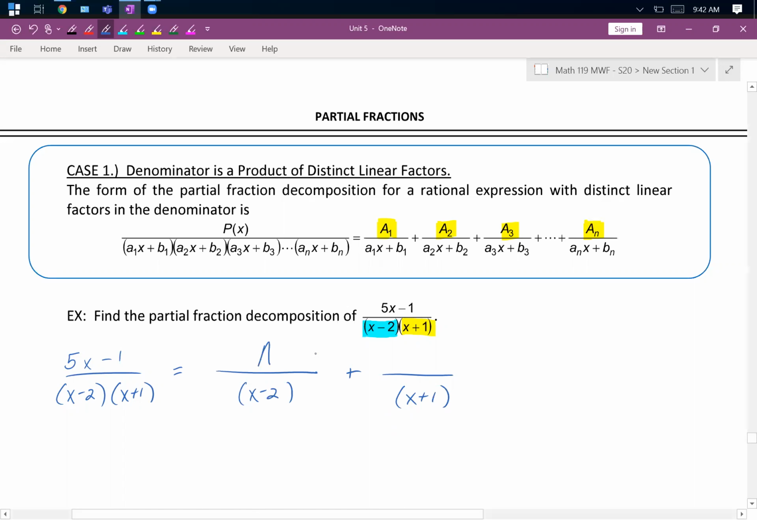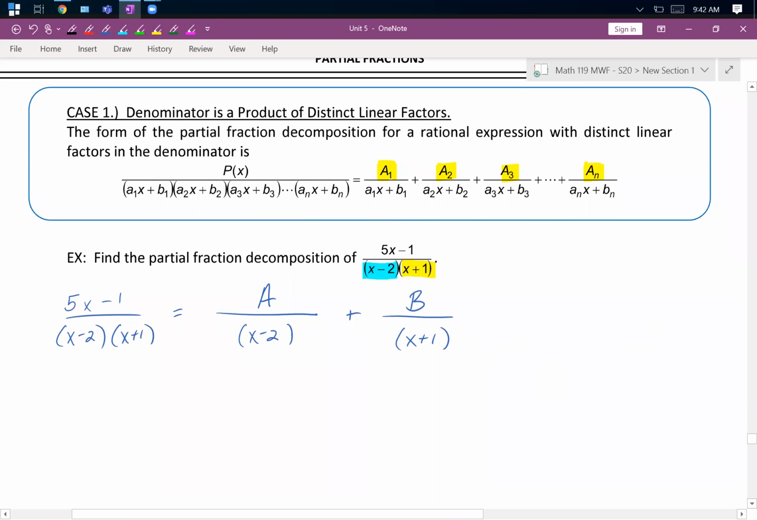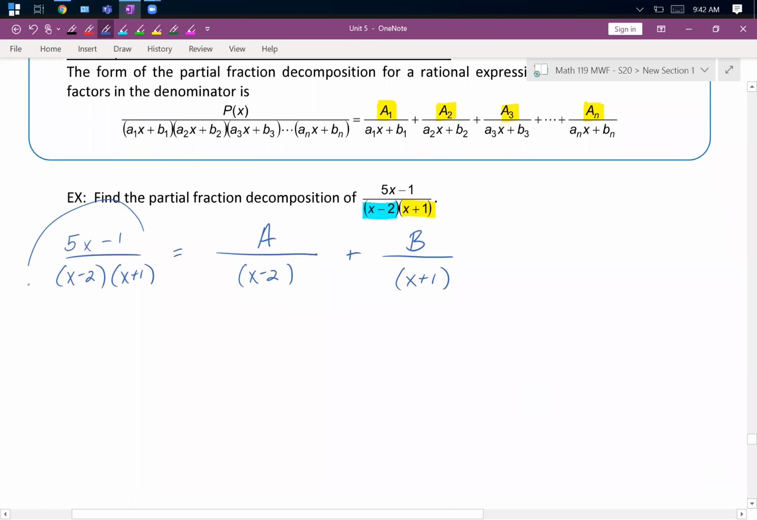I'm going to use A for this one. I can't use A a second time, and I don't like to use the subscript like your book does, so I'd rather use different variables. So I'm just going to use A and B. That means that this fraction over here is the result of these two fractions over here being added together. Now we just have to figure out what the numerator values are. And the way that we're going to do that is by, well, first, are there any questions on the setup?